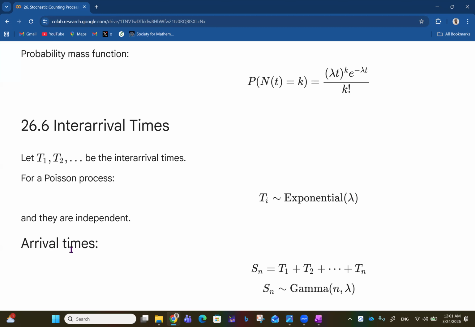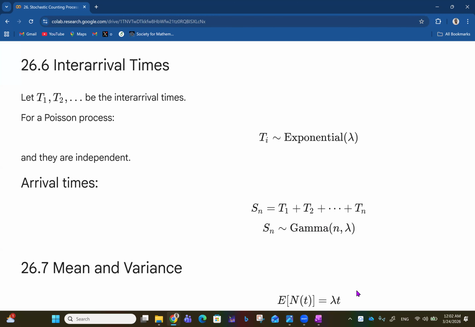All right. Since they are independent, the arrival times can then be said to be S of n equal to T1 plus T2 plus all of that up to Tn. So this will give us all the arrival times, and the arrival time follows a gamma distribution with parameters n and lambda.